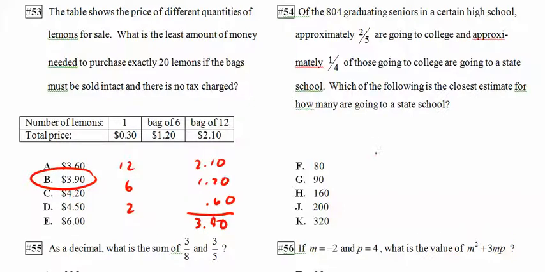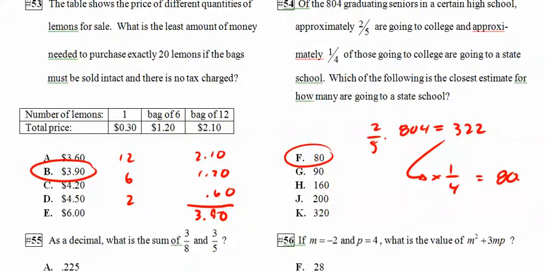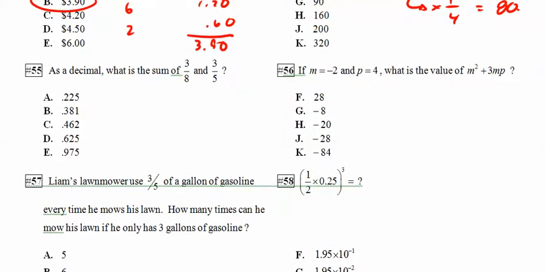804 graduating seniors, 2/5, are going to college. That's a pretty bad high school. About 322 of them. 1/4 are going to a state school. Let's take that times 1/4. I get 80-ish. We round it. 55. Add them up.